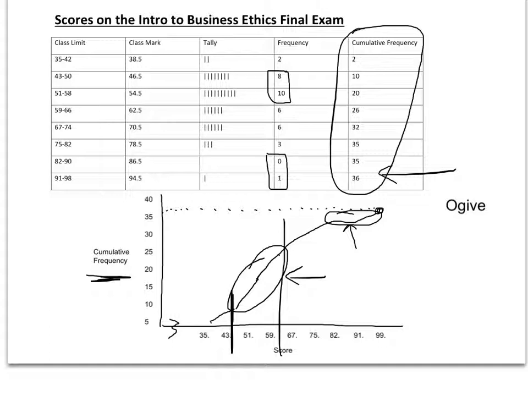So in conclusion, basically an ogive is just taking a histogram and turning it into a cumulative representation of what's happening, so we can see what's happening as we move up the classes. This will be very valuable when we talk about percentiles later.